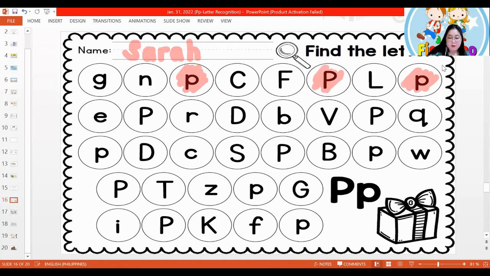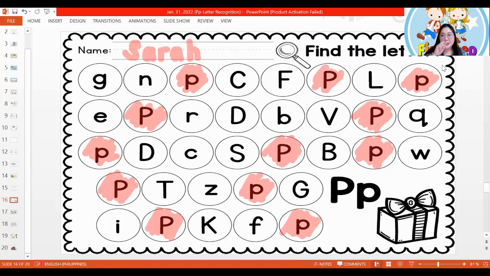1, 2, 3, 4, 5, 6, 7, 8, 9, 10, 11, and 12. So we found 12 capital and lowercase letter P. And do you know what this is? This is called a present. So we have letter P is for present, and sometimes we call it G for gift.